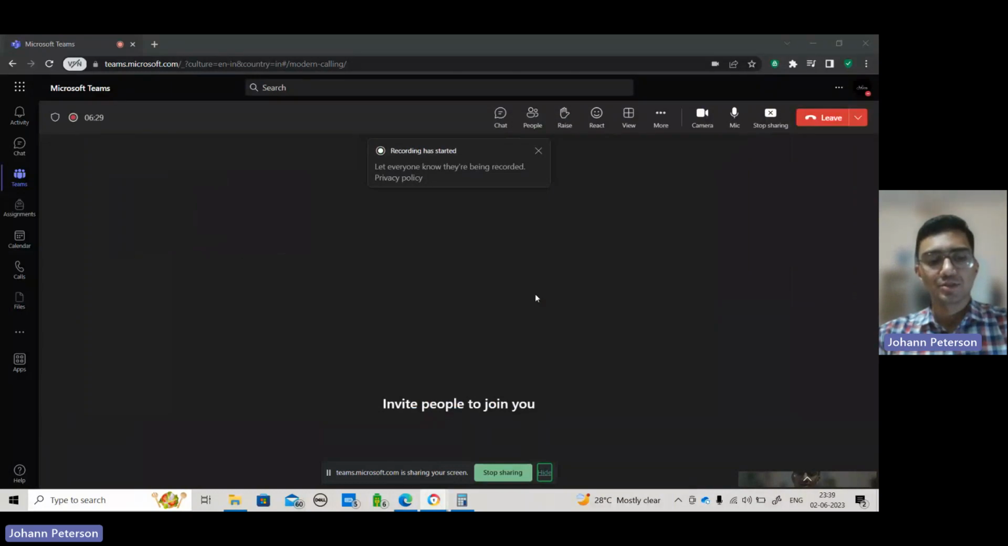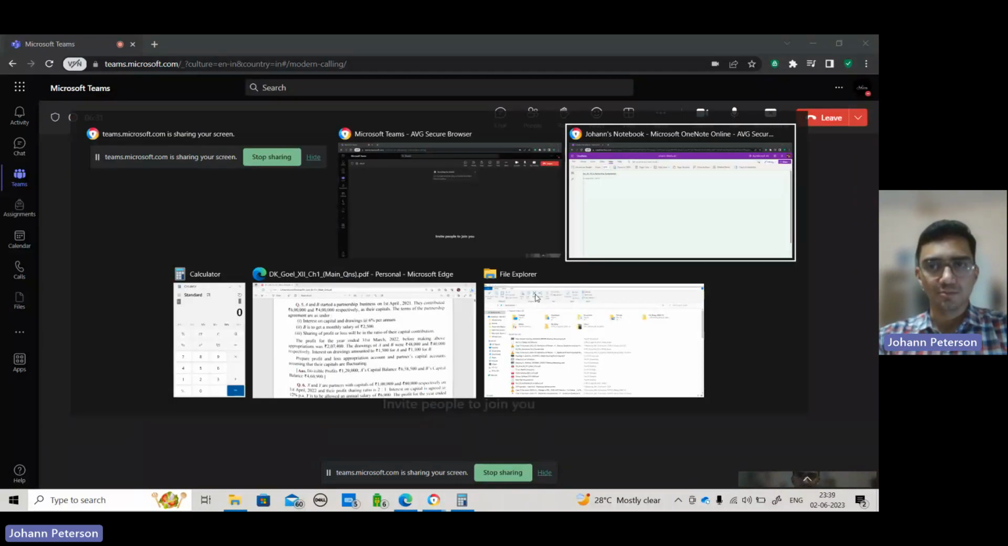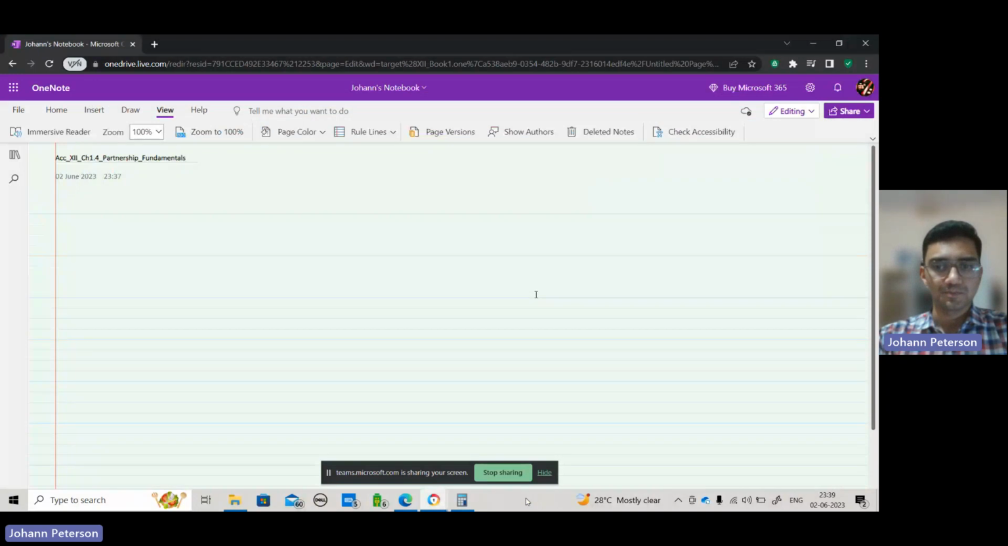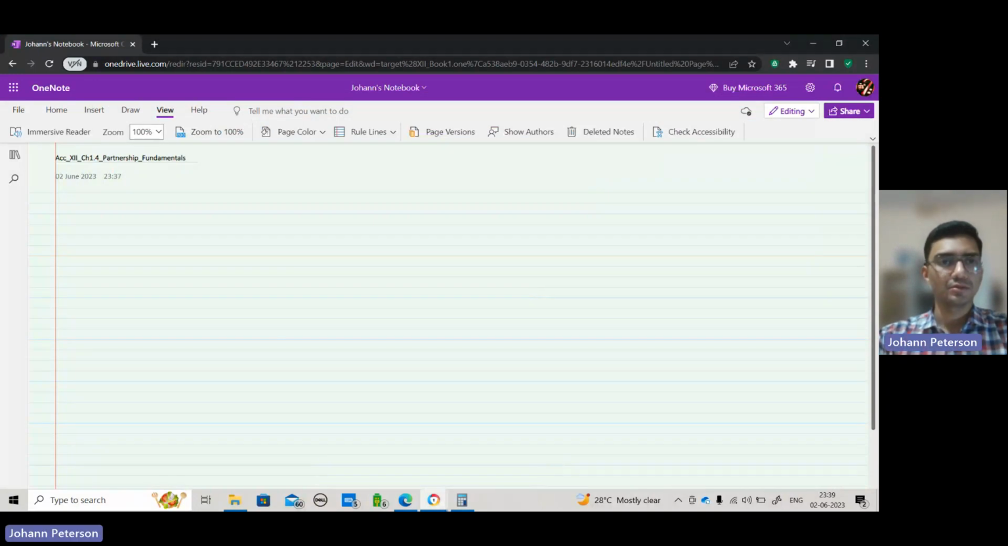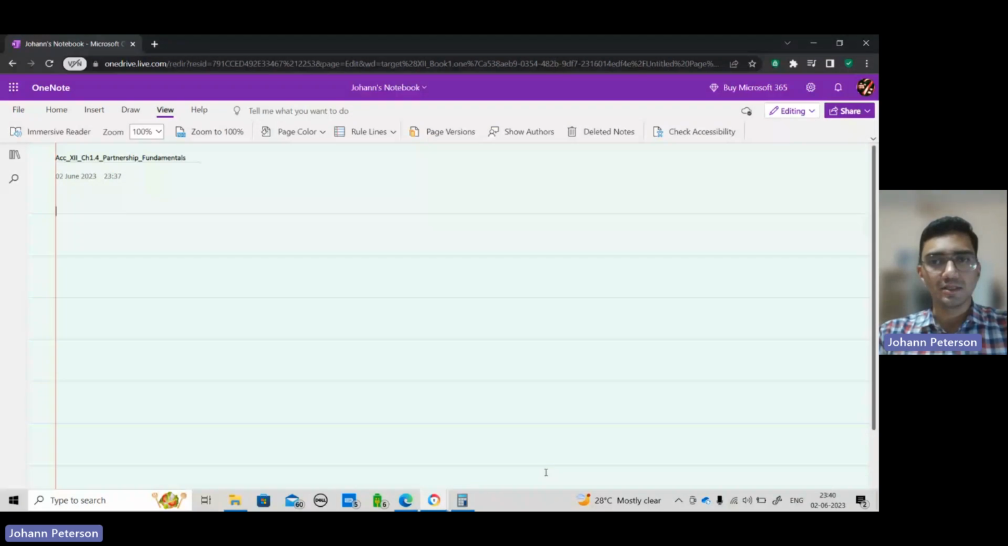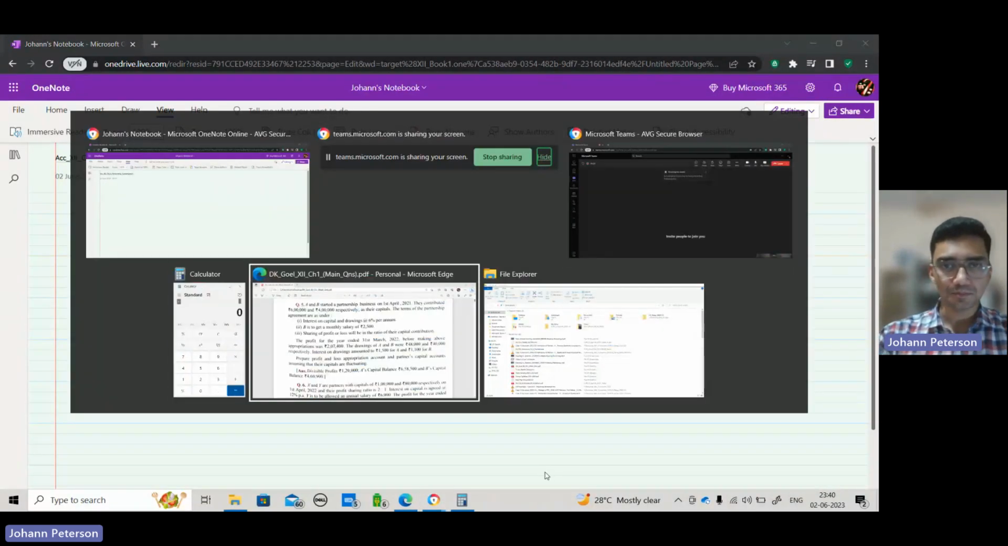Hello students, so we're going to start by solving some problems now of accounts. We're going to use the book by the author D.K. Goyal for our class 12 syllabus. We're going to start by going to page 1.119. I'm going to show you the question on the screen and we're going to solve one question at first.